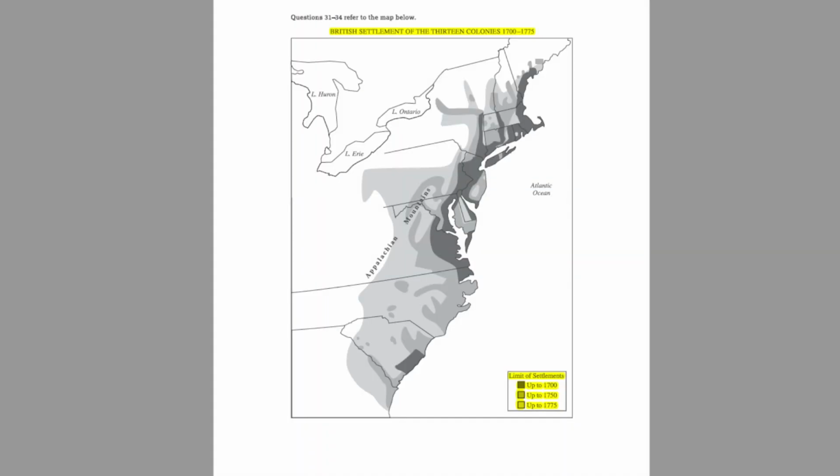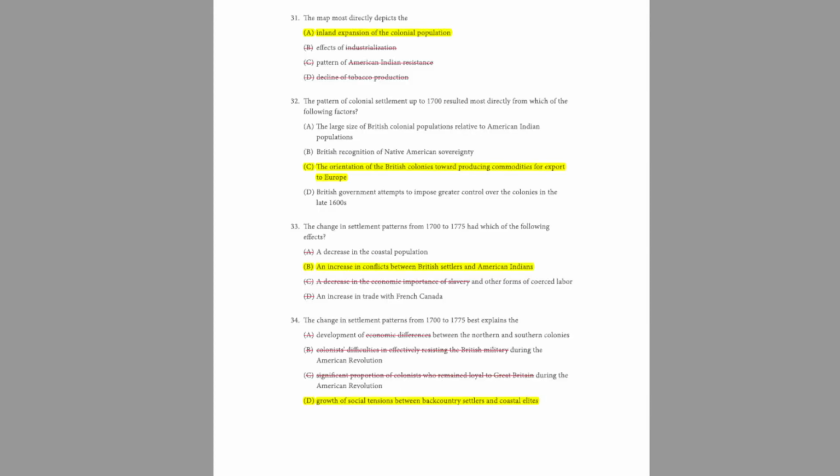Questions 31 to 34. Once again, paying attention to the title of the map, British Settlement of the 13 Colonies, 1700 to 1775, is incredibly helpful for answering these questions correctly. The map is clearly about settlement in the colonies, and you can see the shading moving inland over time. Question 31.